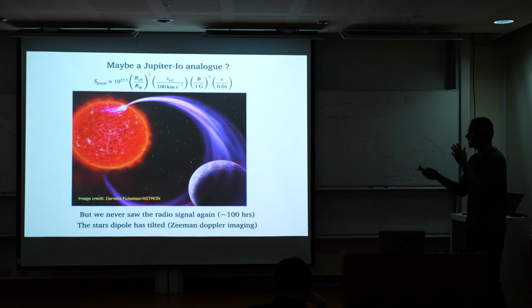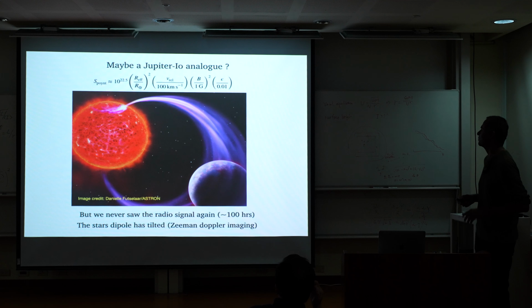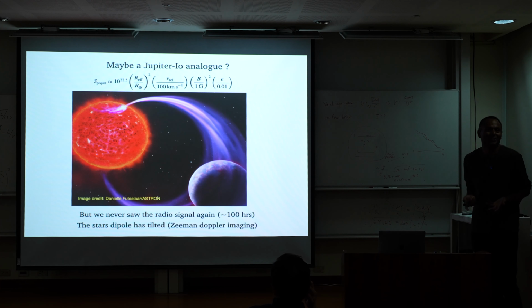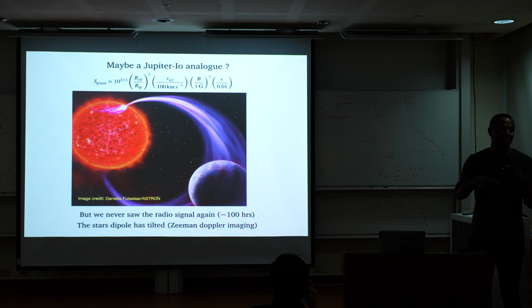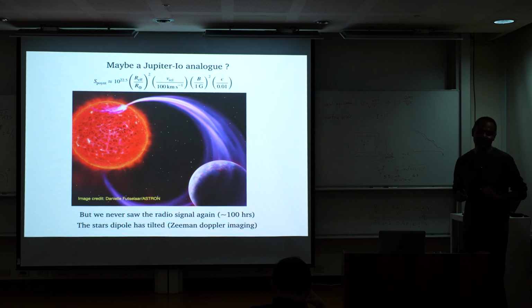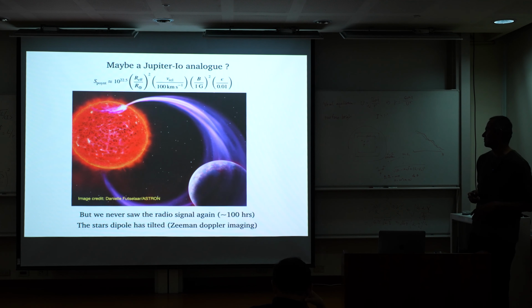So we got very excited. We got so excited that we made an artist impression. And the energetics work out, a lot of things work out. Only problem is we have to postulate the planet. We need an independent confirmation that there is a planet with those properties. And the other problem is, if it is induced by the planet, we should see the modulation at the orbital period of the planet. And then we never saw the radio signal again. We've observed for almost 100 hours with LOFAR, and so we're kind of puzzled.